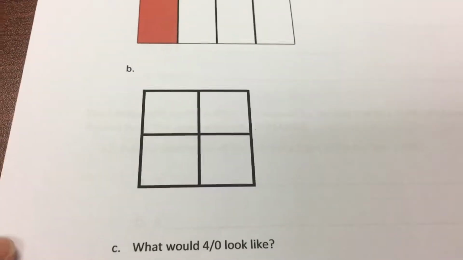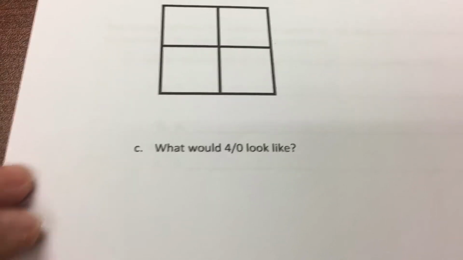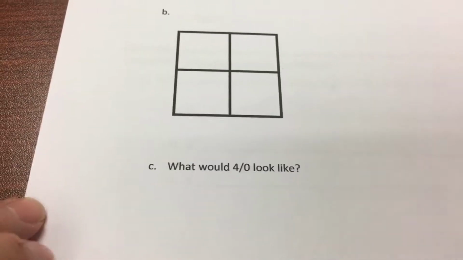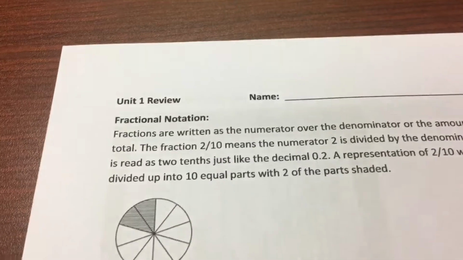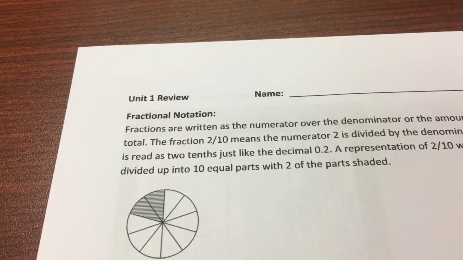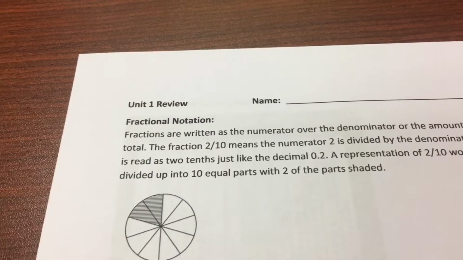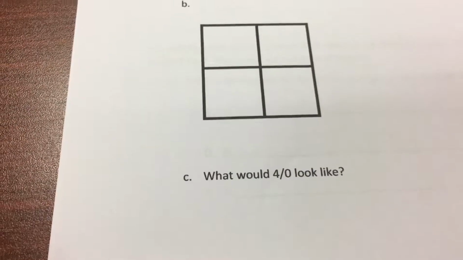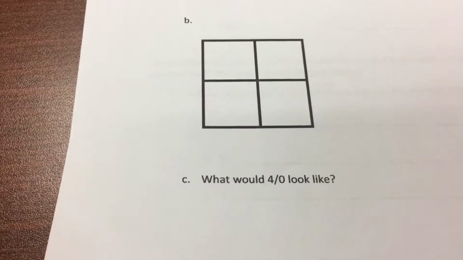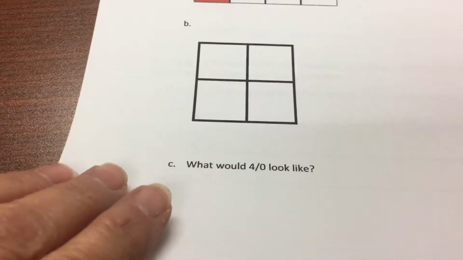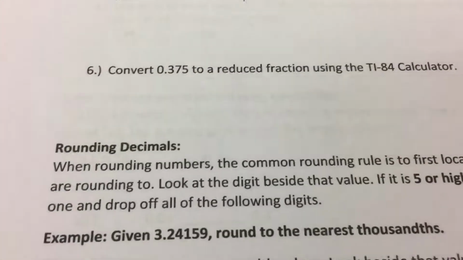Now, this last one is a little different. On part C, it says, what would 4 over 0 look like? I want you to keep in mind, the denominator tells you how many to draw. The numerator at the top tells you how many to shade. This problem is going to give you something to think about as far as being undefined fractions. So you'll look at that.